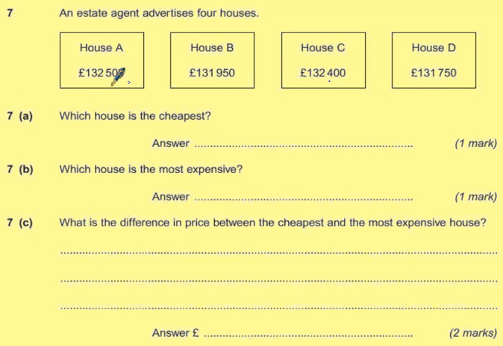So we need to look first at the hundreds of thousands. Well, I've got 131,000 is B, 131,000 is D. We next look at the 100 column. That's got 750. House B has got 950. So the cheapest house is House D. And the cost is £131,750. Put a comma separator in between, it's easier to read.